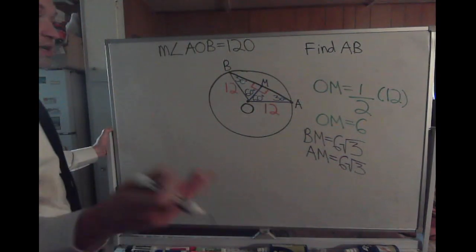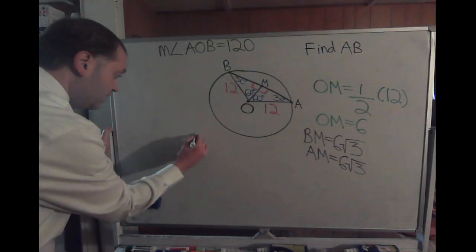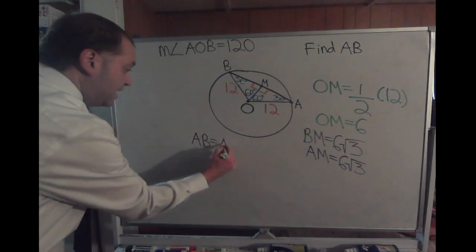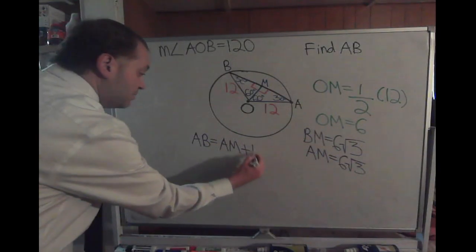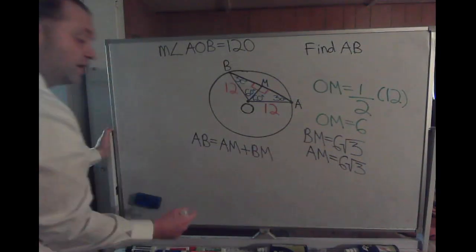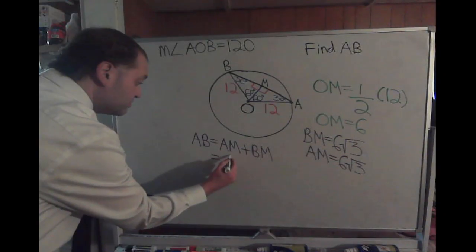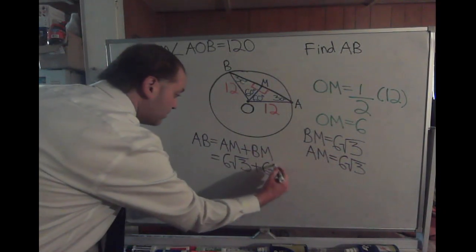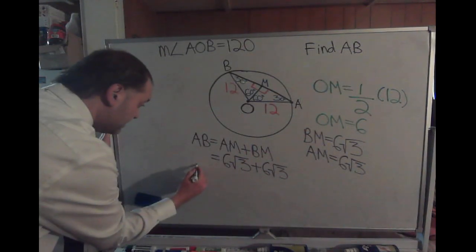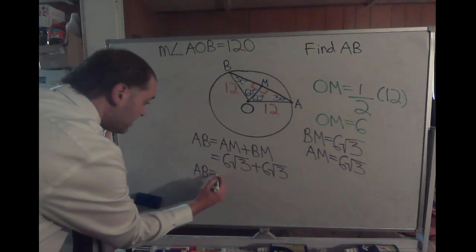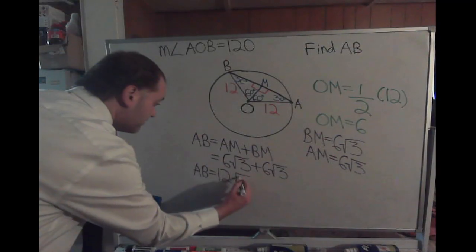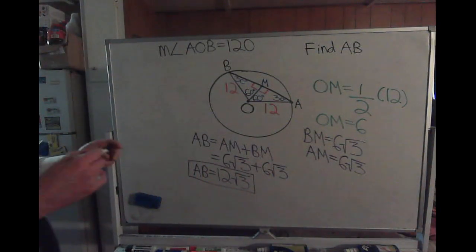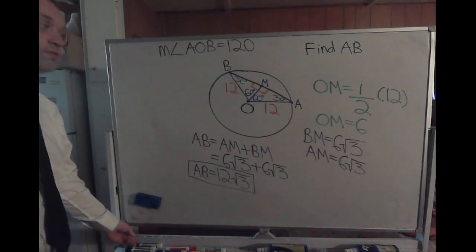Now, of course, ultimately the goal is to find the length of AB. Well, AB ultimately is equal to AM plus BM by the segment addition postulate, right? Which means it's going to be equal to 6 times the square root of 3 plus 6 times the square root of 3. Which means the length of AB is equal to 12 times the square root of 3. So the length of AB would actually be equal to 12 times the square root of 3 at this point.